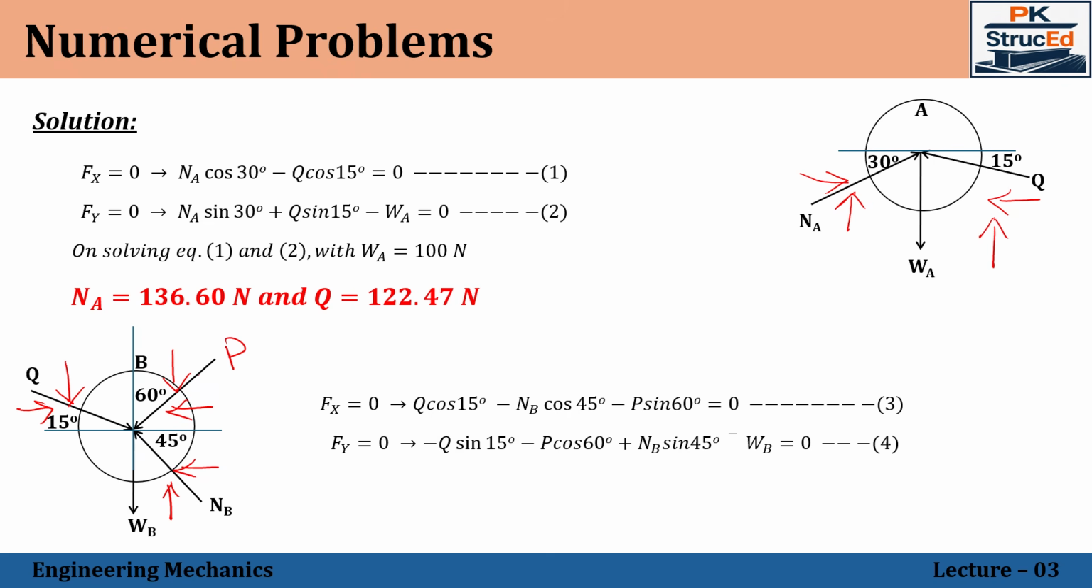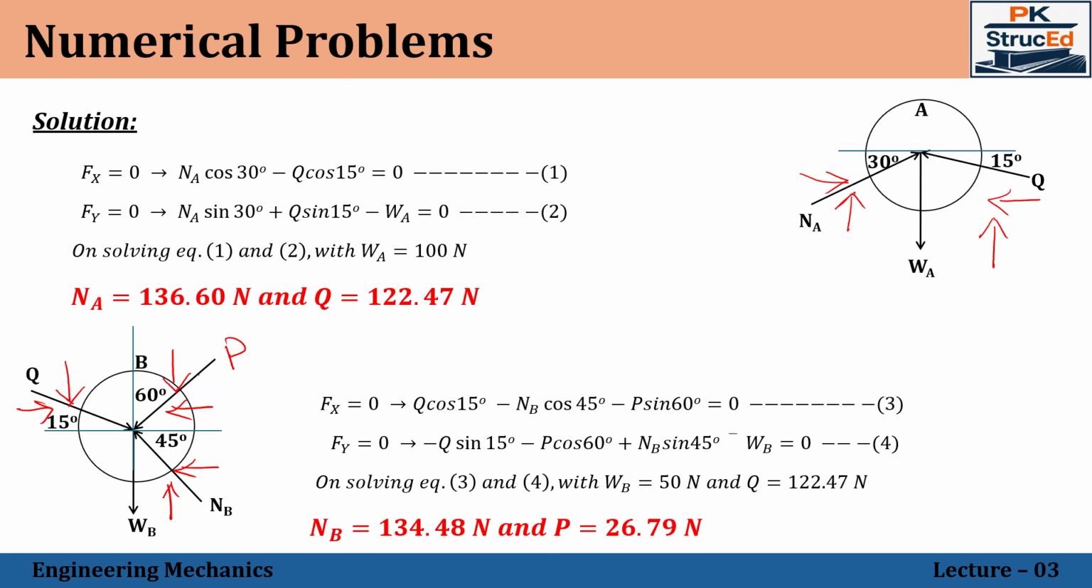Substituting all the values, we get the values of NB and P, in which P is the unknown that has been asked to find. So we are getting the value as 26.79 Newton.